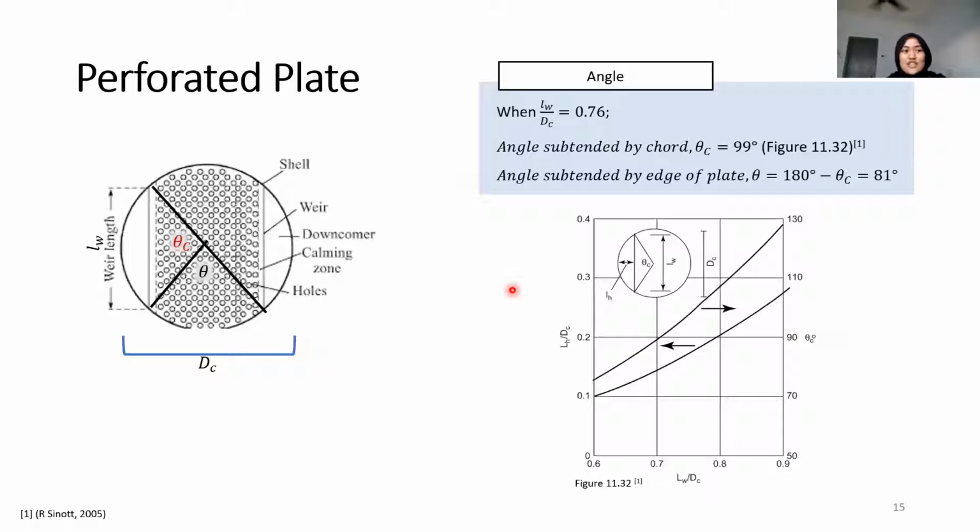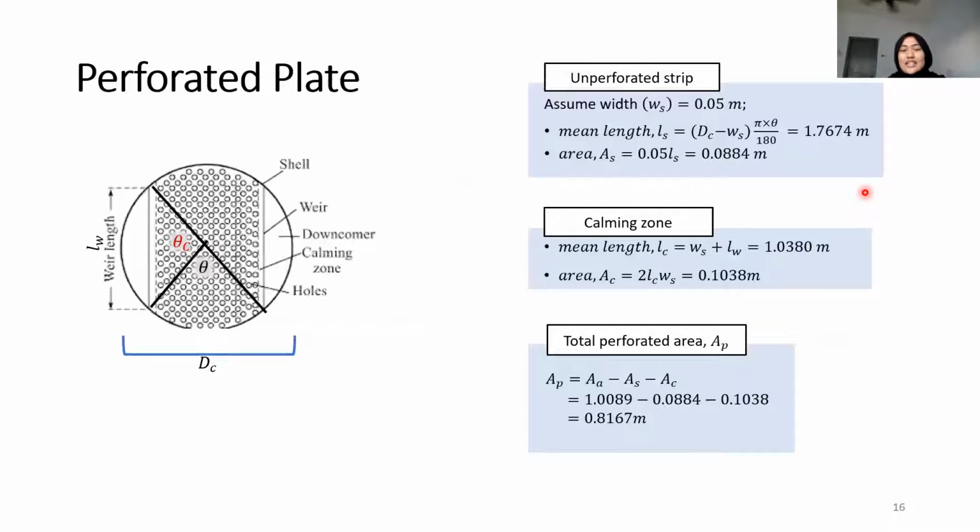Next. For designing the perforated plate, the ratio between the weir length and column diameter is determined to get the angle theta C using this figure below, where we can determine the angle theta by subtracting theta C from 180 degrees. Next. Then by calculating the area of unperforated strip and the area of calming zone using these formulas, the total perforated area can be calculated by subtracting these two areas from the active area to get 0.82 meters.